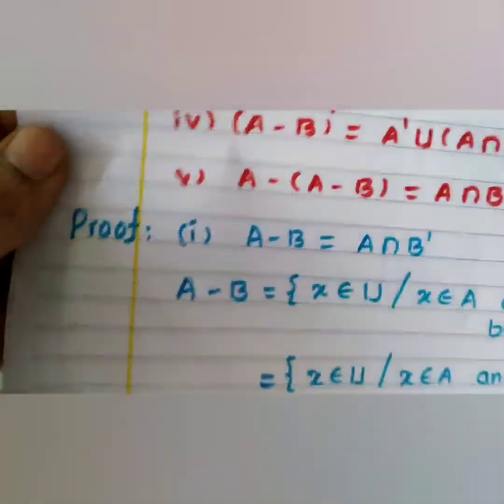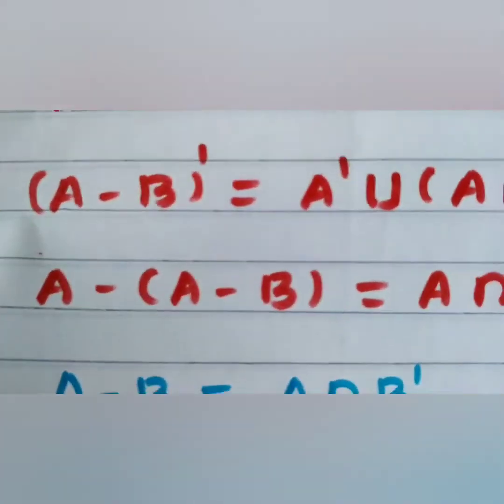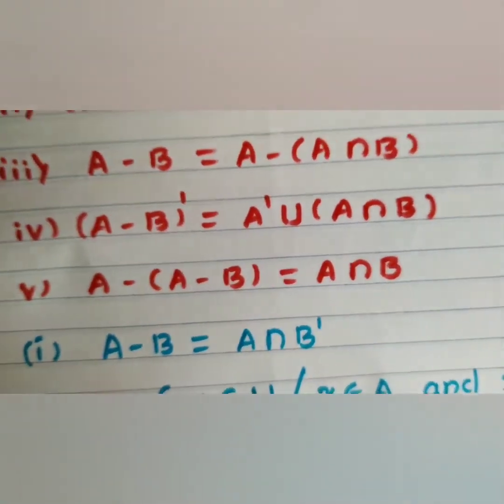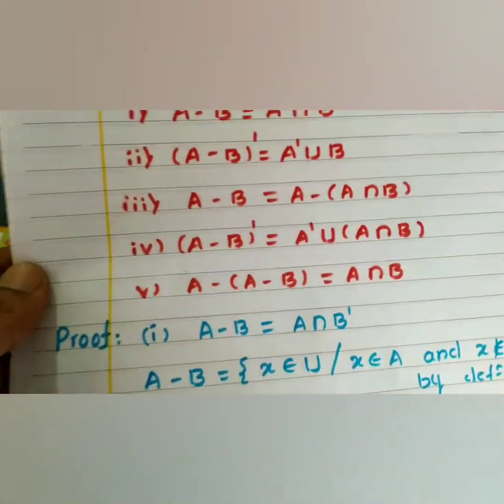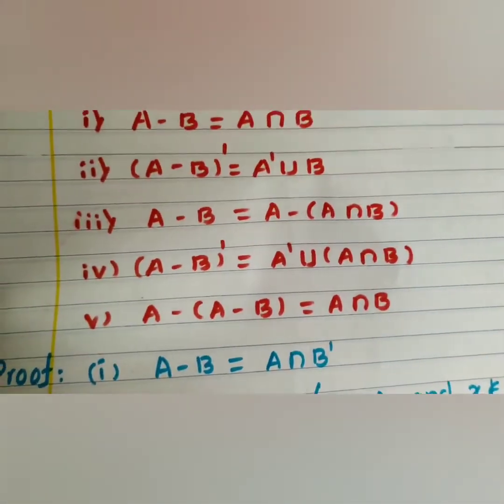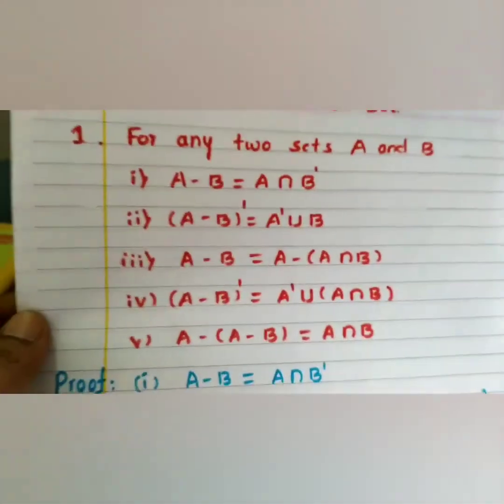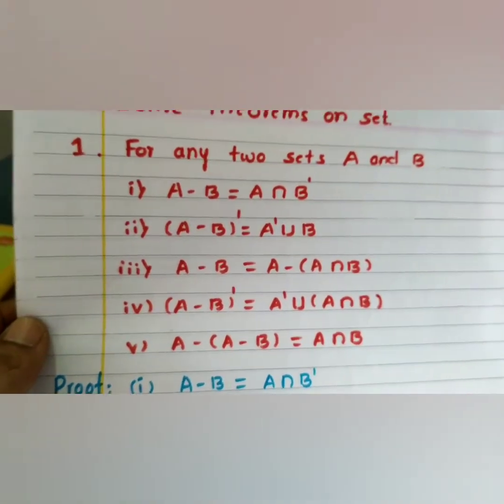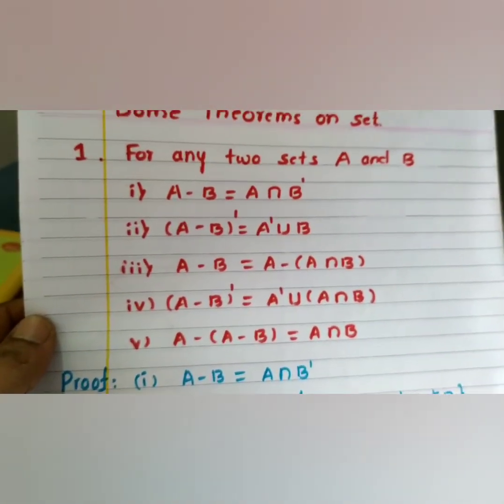The fifth result, we can try ourselves. What is the fifth result? A minus of A minus B is A intersection B. With the help of the previous results, you try to prove this one: A minus of A minus B is equal to A intersection B. So there is no pain in getting the proof of all these five results.